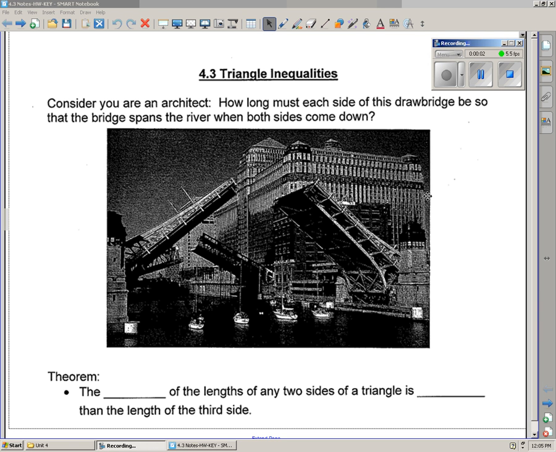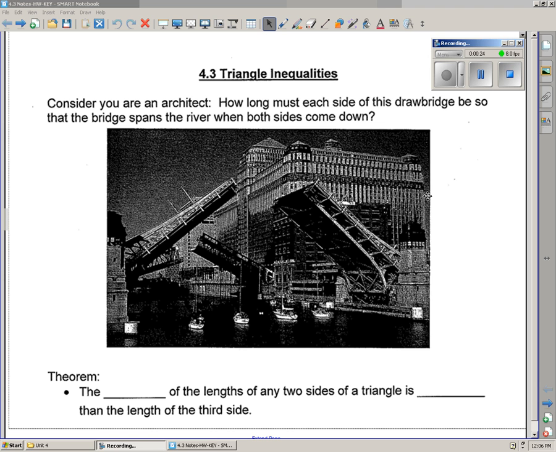Okay, so for today's lesson, we're talking about triangle inequalities. Basically, consider that you're an architect. How long must each side of the drawbridge be so that the bridge spans the river when both sides come down? Well, if you think about it, when both sides come down, they're actually going to touch each other so that they cross the span of this river.